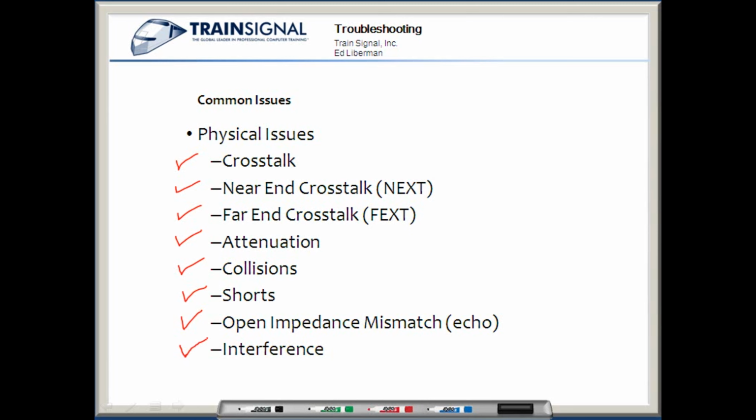And finally, the last issue we can run into is interference. Now, we already talked a little bit about interference when we talked about crosstalk. But there's another type of interference, and it's called EMI, electromagnetic interference. And basically, we have different things out there that give off a lot of EMI. Some examples would be a generator. Large generators give off a large quantity of EMI.